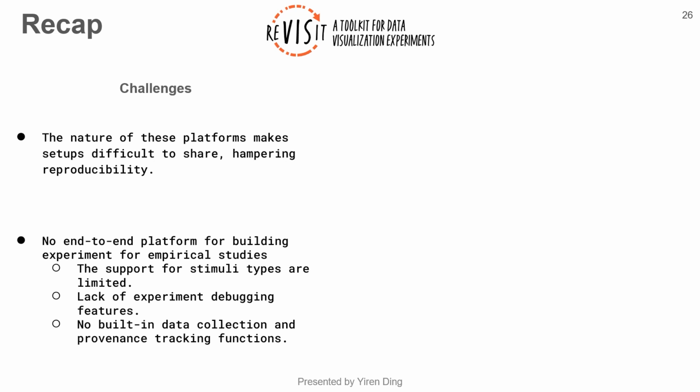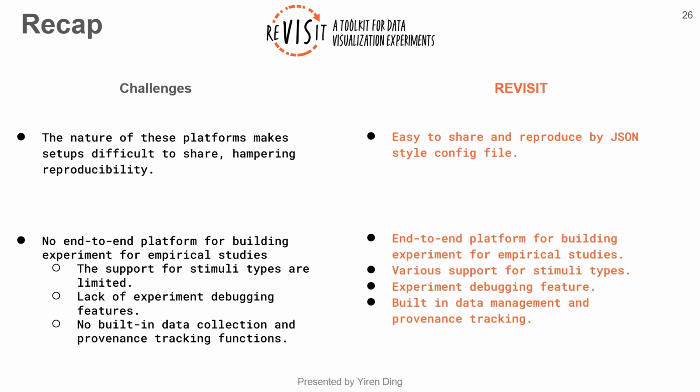Let's bring back the challenges in building experiments for empirical studies. reVISit has already solved a lot of them. By using reVISit, experiment settings can be shared by config files, and other researchers can reconstruct, duplicate, or extend the studies much more easily than before. reVISit also provides end-to-end support for experiment building, which improves development efficiency a lot.